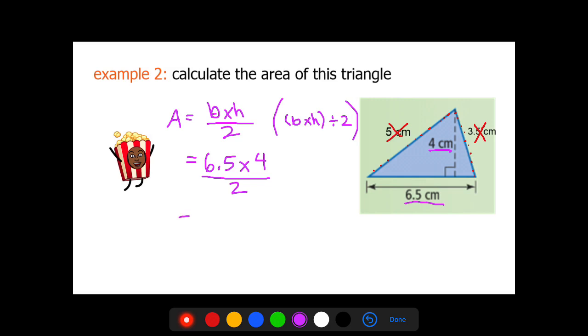Okay, 6.5 times 4, that's going to give me 26. Alone at last. I still need to divide that by 2. So what's 26 divided by 2? It is 13. Now, this is measured in centimeters. So it's 13 centimeters squared.